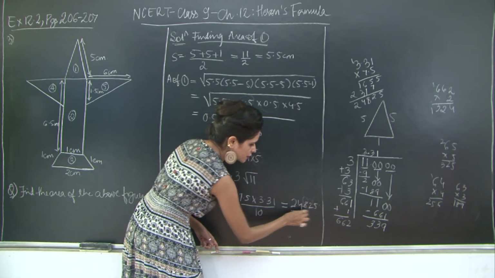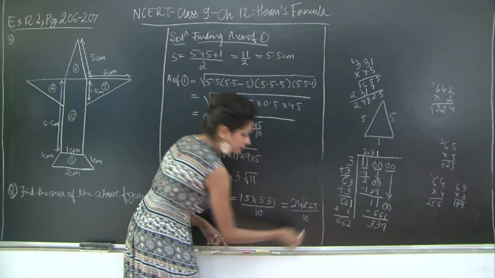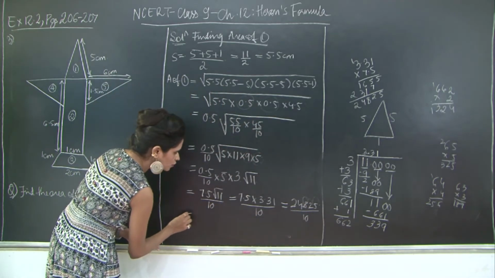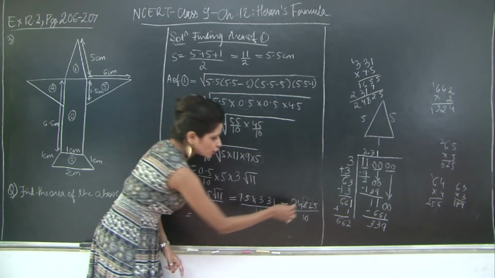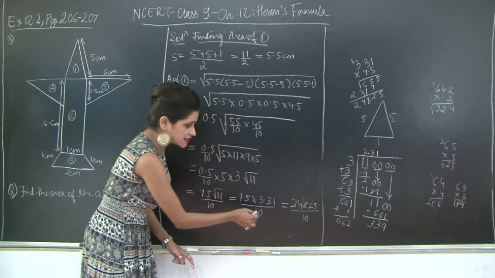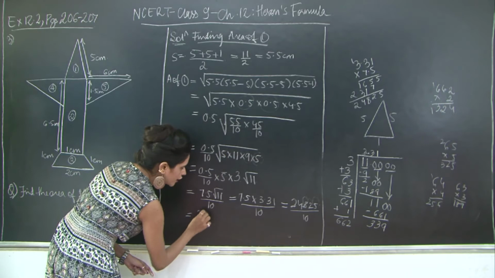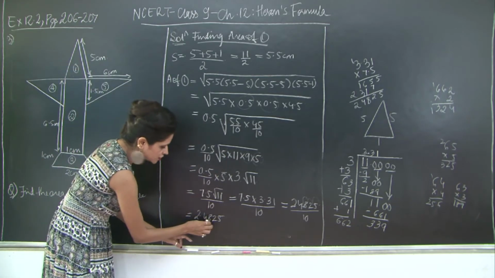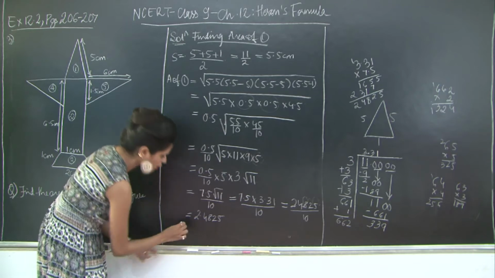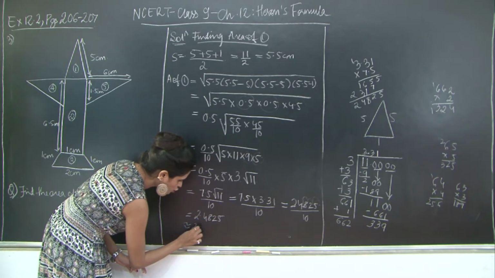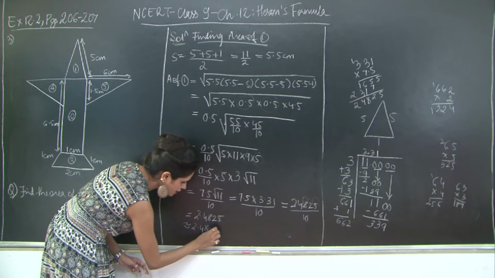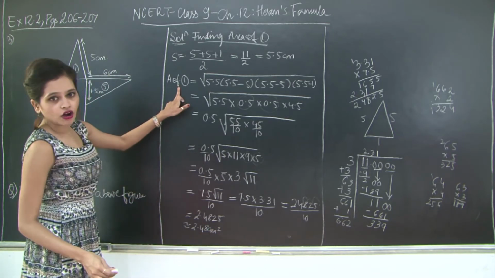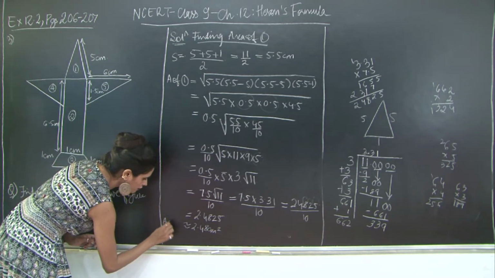Here will be your decimal point divided by 10. So this will be equal to, now you have a 10 over here, so you're going to shift another decimal place towards the left. So you get 2.4825. So let's just take this as 2.48. So this is approximately equal to 2.48 centimeter square. This is the area of region 1 or part 1.